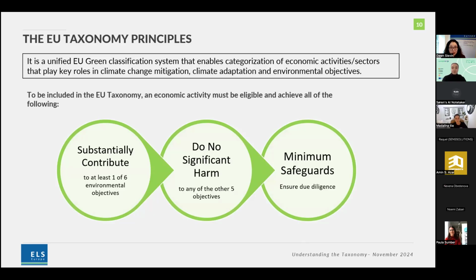They must substantially contribute to at least one of the environmental objectives, and the technical screening criteria are the detail around that. They must meet the do no significant harm technical screening criteria, and they must meet all of the minimum social safeguards, which is a floor. They don't have technical screening criteria, but they are based on UN and ILO principles, and they must be met by the entities at entity level.